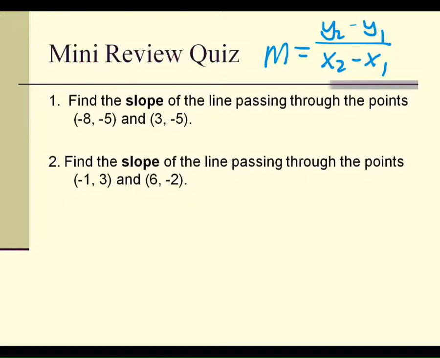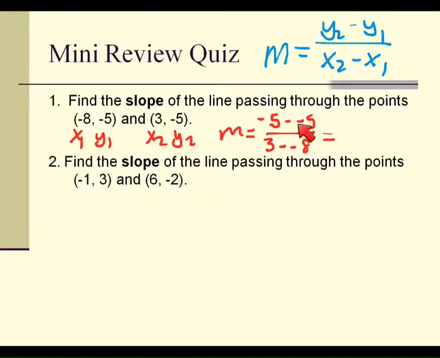So hopefully you remembered the slope formula. Remember the slope variable is m. We take the second y-coordinate minus the first y-coordinate divided by the second x-coordinate minus the first x-coordinate. Doesn't matter which one you label. Okay, if I just label this my first x and my first y, my second x and my second y, just plug those in the formula. So I could take something like -5 minus -5 divided by 3 minus -8.